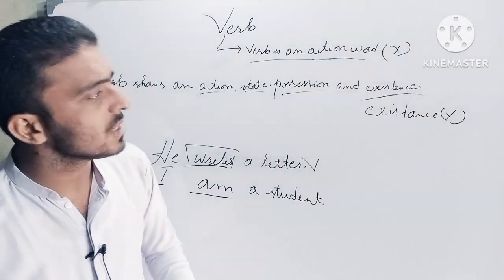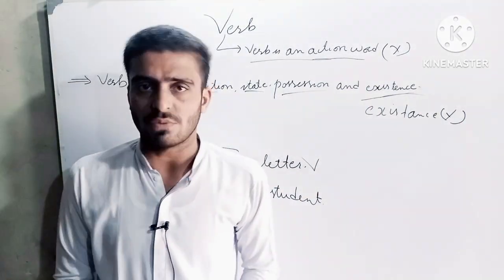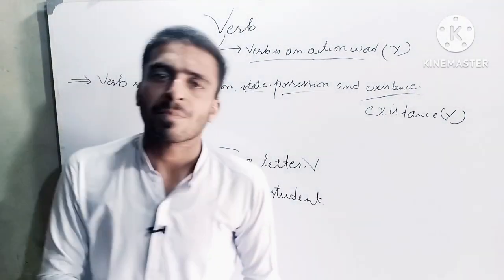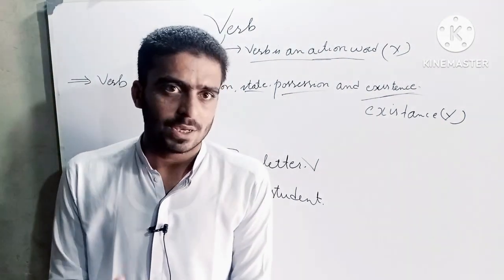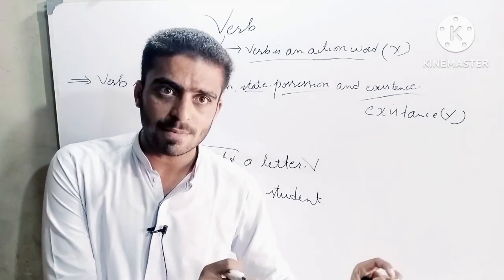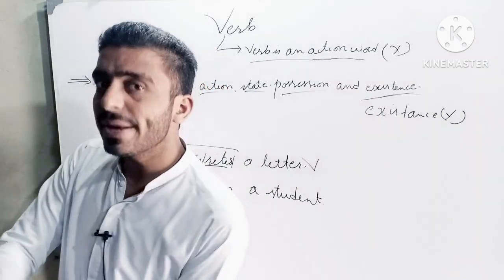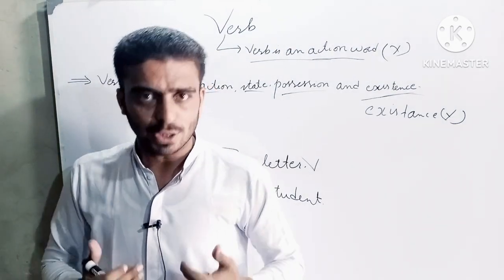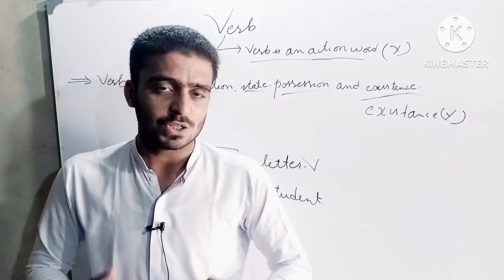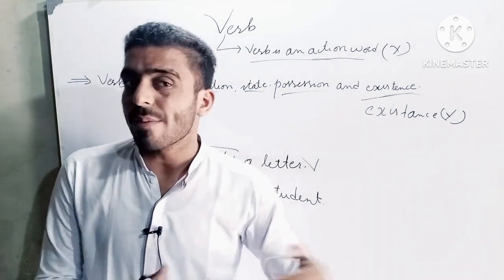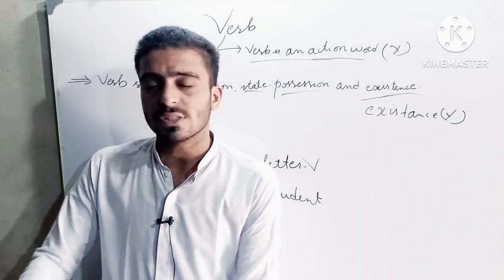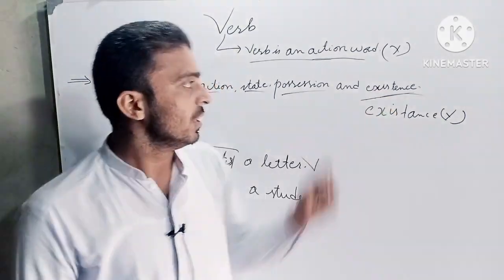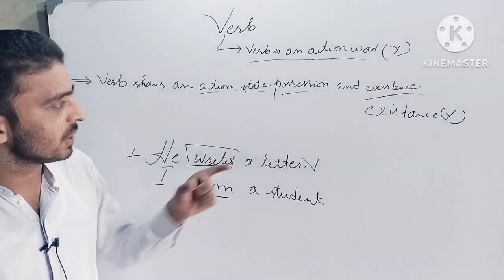And after that, existence, the presence of someone at some place. Suppose I say that I am in class, here I am going to use am. I am in class. Here am is showing my existence, not condition. If I say I am a student, here am is showing my state. If I say I am in class, here am shows my presence because I am present in class at that time. That's the position. So a verb can show these things. That's the definition of the verb.